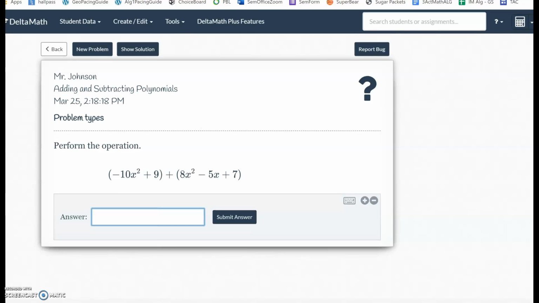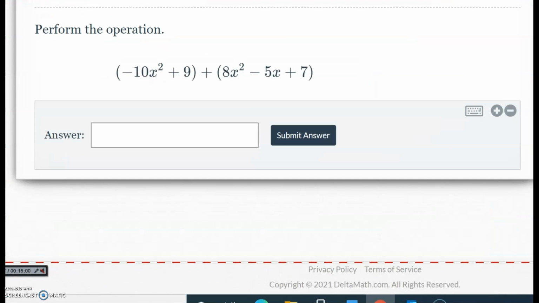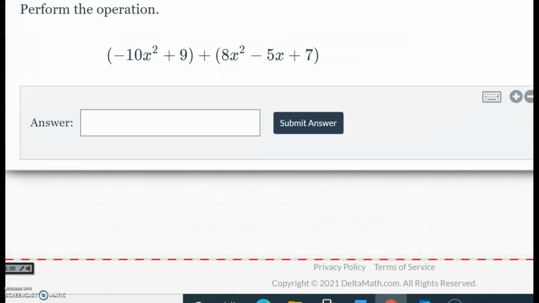I'm going to start by screenshotting this, and then I'm going to add those two polynomials together. So, since I'm just adding, the parentheses are really unnecessary. I'm just going to ignore them, and I'm going to put the like terms together. A negative 10x squared and an 8x squared makes a negative 2x squared. So I'm going to put that down in this box here, negative 2x squared. And then my x term, the one without an exponent, this is the only one I have. I don't have anything else to combine with it. So that's going to make negative 5x.